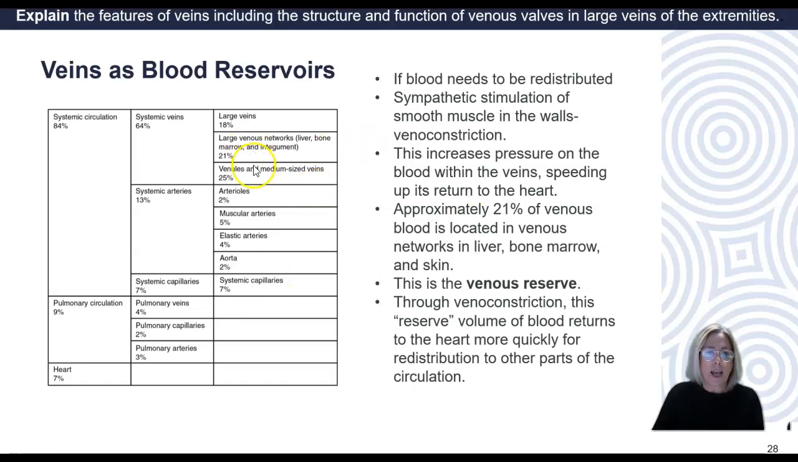Now, if you remember in this table, I mentioned that about 21% of venous blood is located in these venous networks, right? And this is termed the venous reserve. Through the process of venoconstriction, this reserve volume of blood can return to the heart way more quickly and then be redistributed to other parts of the circulation. So what I'm trying to say here is this blood in the networks can be called upon if it needs to be redistributed to other parts of the circulation. So say when you're exercising.